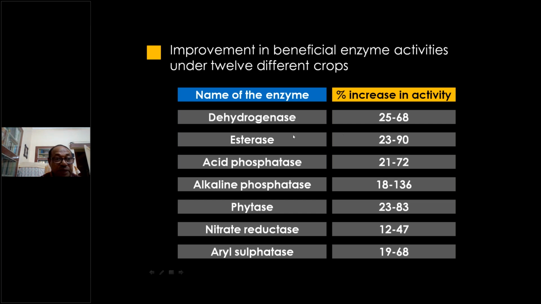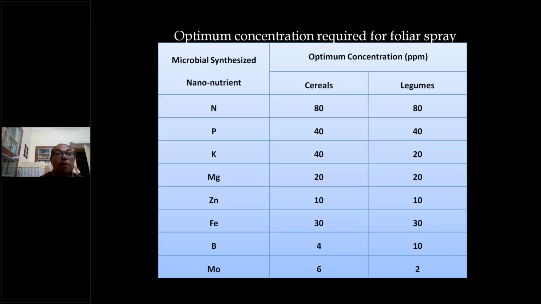The enzyme release: dehydrogenase 25 to 68%, sucrase 23 to 90%, like this. Acid and alkaline phosphatase, these are P-mobilizing enzymes, 21 to 136% improvement, nitrate reductase 12 to 47% improvement, and aryl sulfatase 19 to 68% improvement you may get. So we have optimized the doses required by the plants, and you see the optimum dose. That is very important, because if you apply this optimum dose, then they keep the plant healthy.